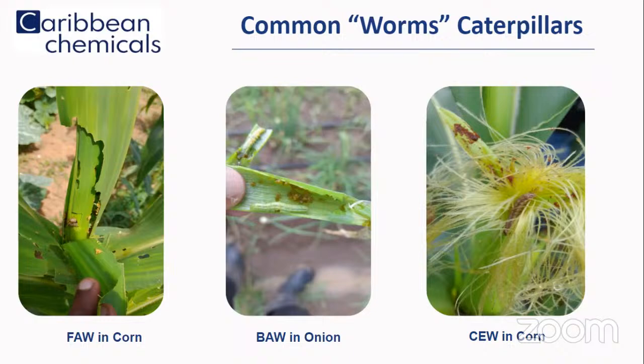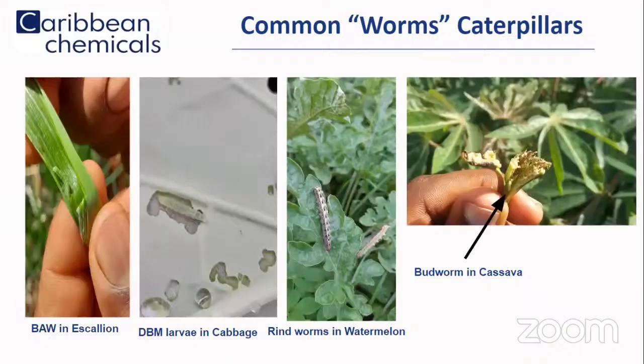And the beet armyworm in the onion is a very, very serious insect. They burrow into the leaf and eat away all the leaf, and this will cause a significant drop in production. The corn earworm is the next serious insect. They burrow into the corn and eat away all the corn, and then you will lose the marketability of your produce due to the damage these insects cause to your crop. We also have the beet armyworm in the scallion, the diamondback moth in the cabbage, the rindworm in watermelon, and also the budworm in cassava. All these worms cause economic damage to your crop and will cause you to lose money along your production line.